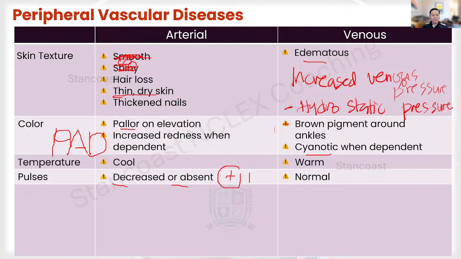Now, talking about the pain here, the pain in the arterial PVD will increase, and it will be sharp in its character. Okay, it is going to be sharp. It will increase when the patient is ambulating. This is what we call intermittent claudication. All right.